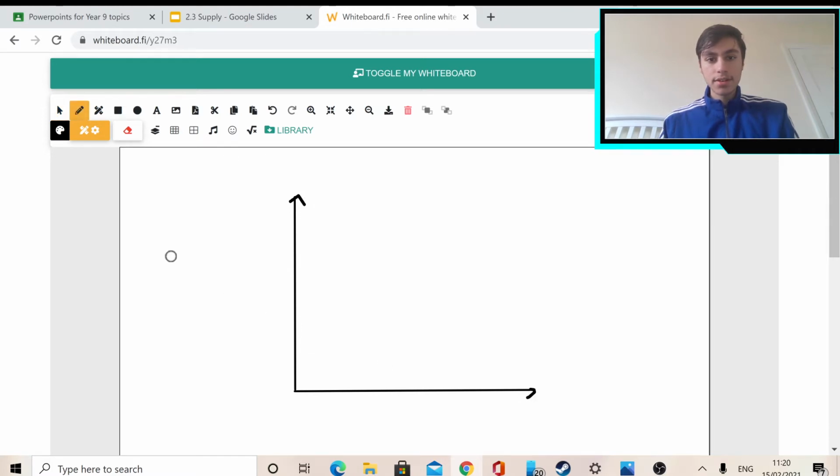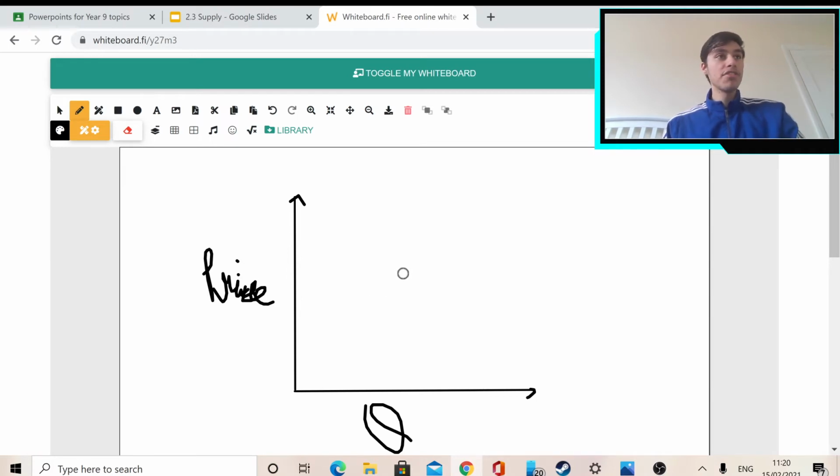Now price always comes on the y-axis. Sorry for my handwriting. And quantity, I'll just write Q here, and price, PRICE. Now as we know, okay, first of all, the law of supply. So if price increases, the supply will increase. In demand, it's the inverse relationship. If the price increases, the demand decreases. But if the price increases, the supply will increase because producers are willing to supply more.